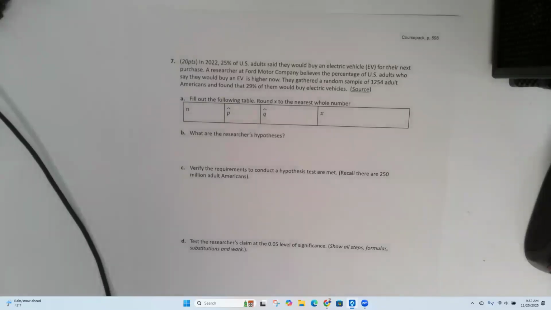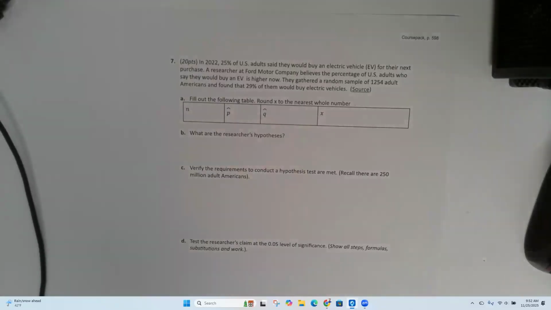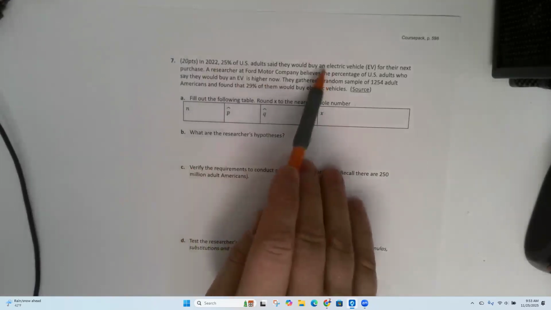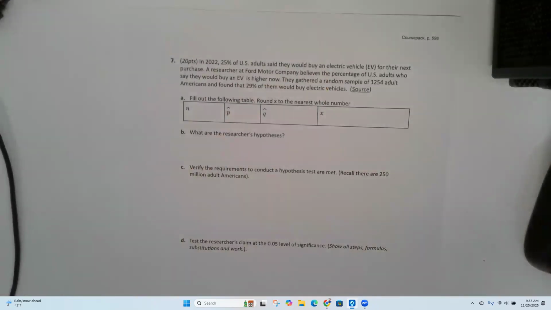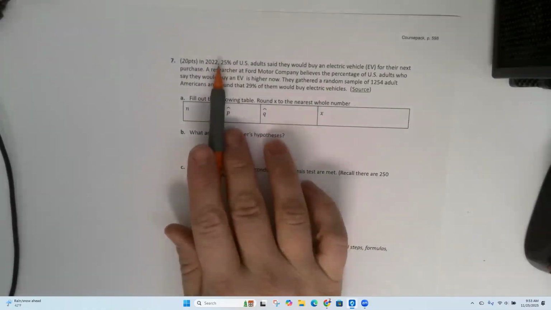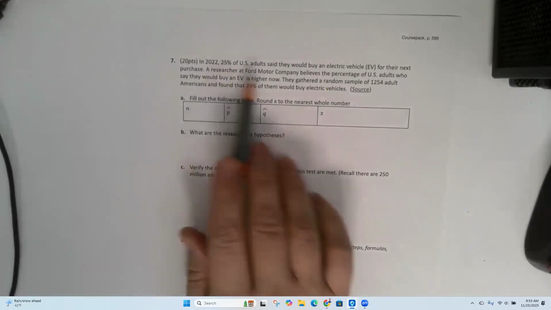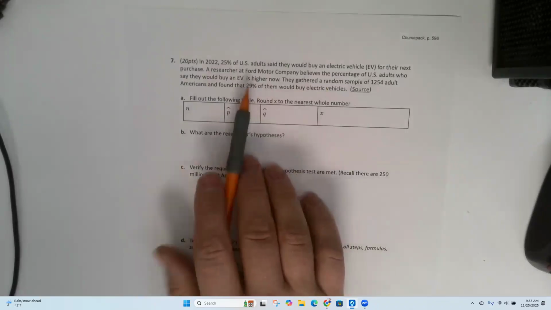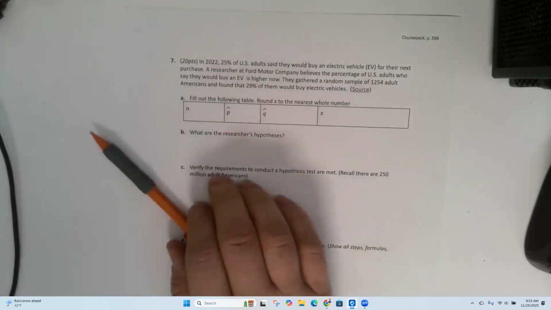Okay. So I want to point out the reason why we do these hypothesis tests. In 2022, 25% of US adults said they would buy an electric vehicle, right? This researcher says, I think that now, in 2025, I bet that number's gone up. So they do their random sample and they get that 29% would buy an electric vehicle.